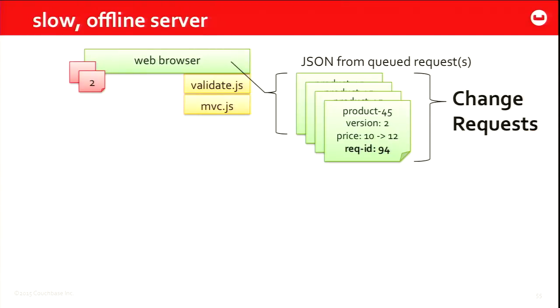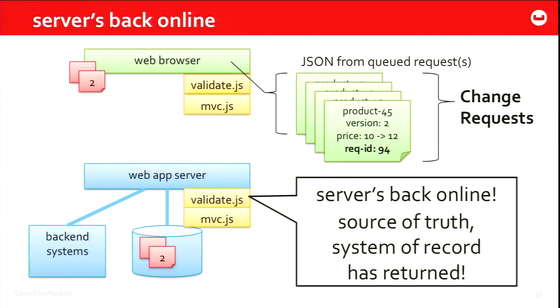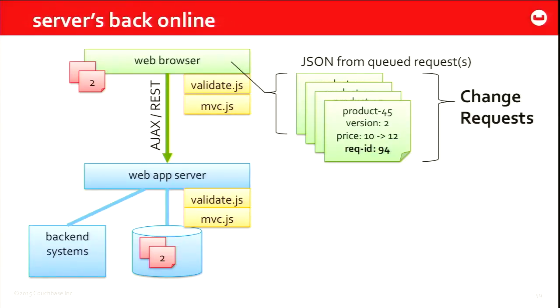So you got a stack of change requests. Eventually, yay, good news, the server's going to come back online. And that means your source of truth, your system of record is good. It's returned. And now the clients can start connecting back up to the server, right? Now, it might do that in one AJAX request and send this whole huge bolus of change requests all in one shot. Or it might do it onesies at a time, right? It's up to you and your team. There might be different trade-offs you need to make there. But either way, for example, in the second case, the server doesn't really detect any difference. It's just peeling through incoming REST requests one at a time.